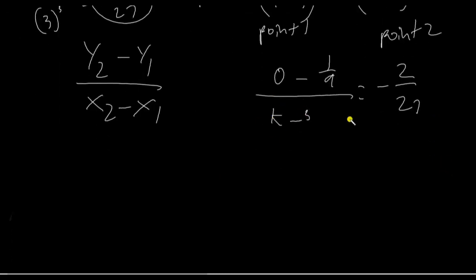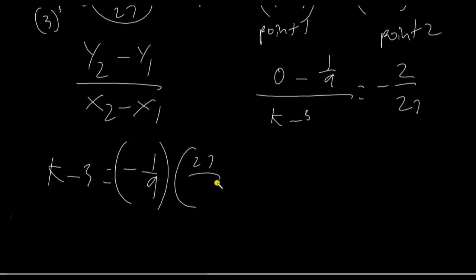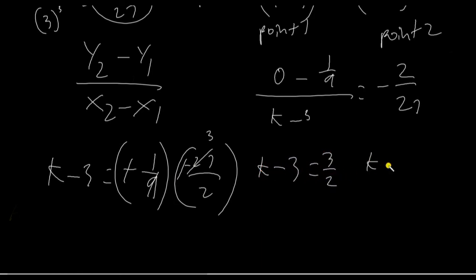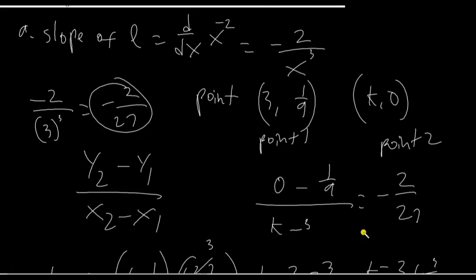We'll bring the k minus 3 to this side, and we'll bring the negative 2 over 27 to this side. So we'll get k minus 3 is negative 1 over 9 times 27 over negative 2, negative 27 over 2. The negatives cancel. This goes away. This comes to 3. So k minus 3 equals 3 halves. K is equal to 3 plus 3 halves, or 9 halves. Okay, and that was part A.